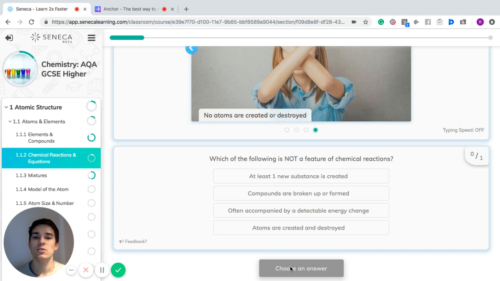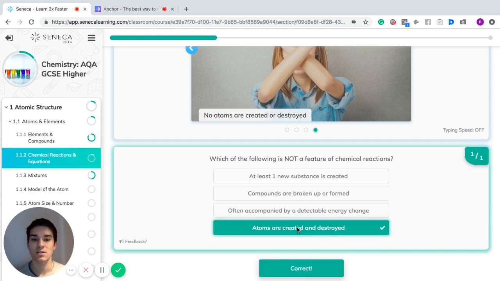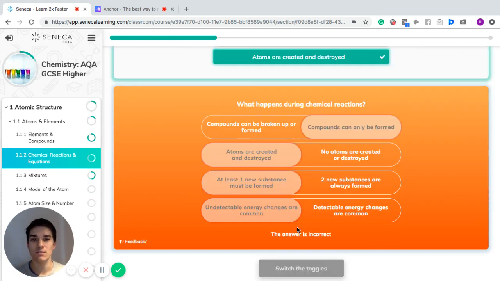At least one new substance is created, that is a feature. Compounds are broken up or formed, that is a feature. Often accompanied by detectable energy changes, that is a feature. And then atoms are created or destroyed is not a feature. Remember, no atoms are created and no atoms are destroyed in a chemical reaction.